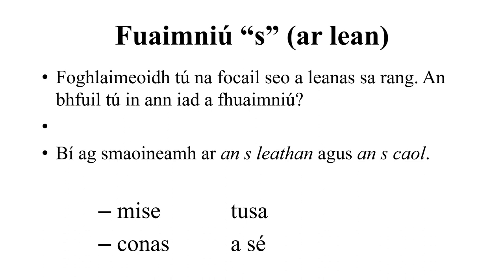M-I-S-E. S-E is slender, so sh, mise. C-O-N-A-S, the S is broad, so it's an s sound, conas. T-U-S-A, tusa. S is preceded and followed by broad vowels, U and A, so it's an s sound, tusa. A-S-E, S-E, he. It's a slender E, so it's sh, é.